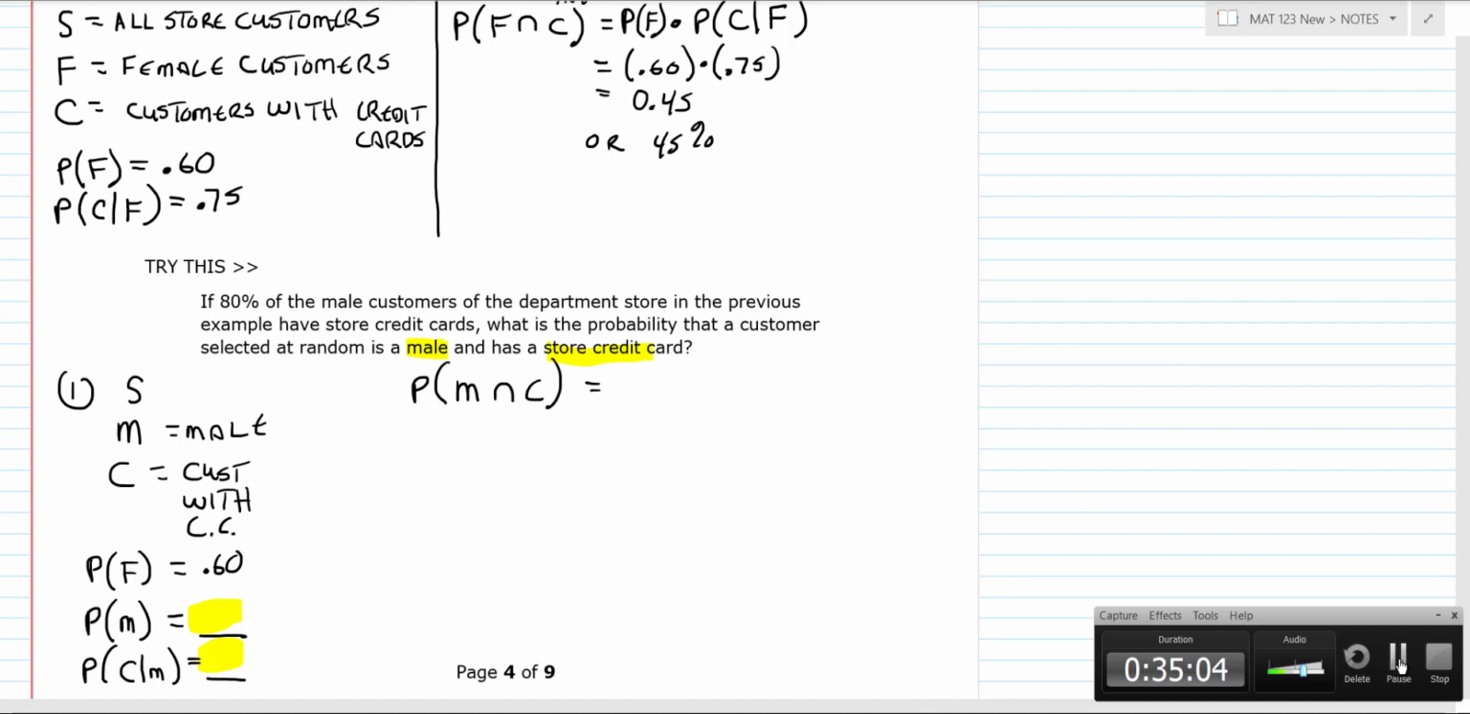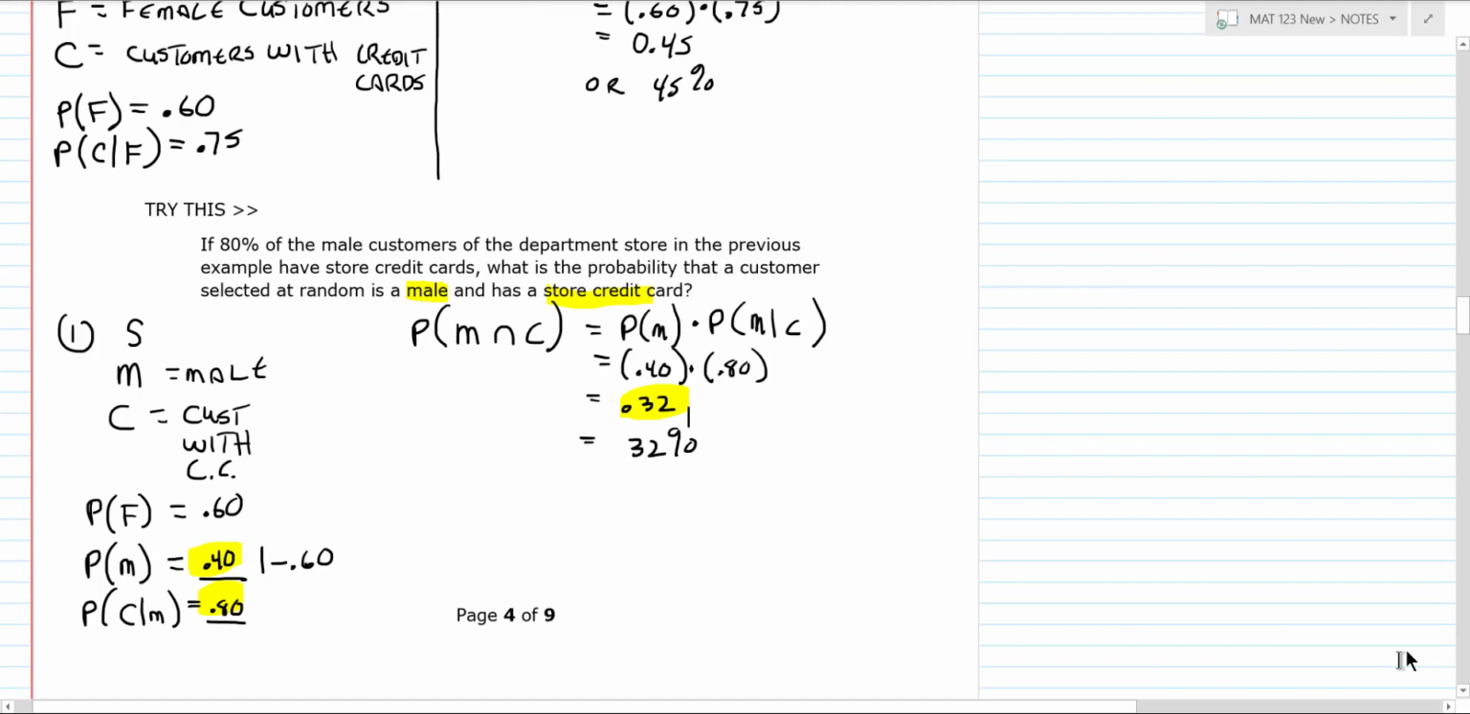Pause, check when you're... Okay, so this is what you should have done. First of all, remember in the previous example, 60% female. So we're assuming two genders here, okay? No transgender here, just male, female is what we're assuming. So we got 1 minus 0.60, and we have 0.40. So there's 0.40, 40% males.